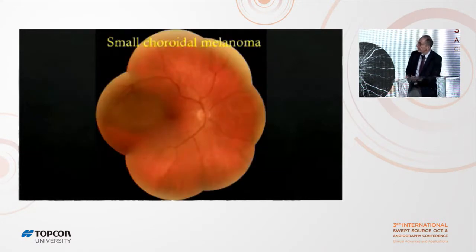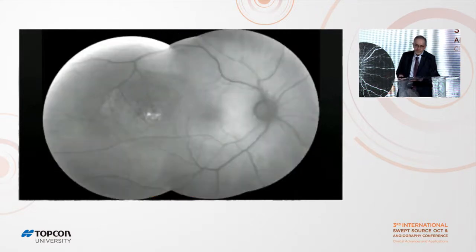So choroidal melanoma is next. We are able to image only small choroidal melanomas with OCT and OCTA because of segmentation and out-of-range errors. And here you can see a small melanoma located next to the fovea. And this is the fundus autofluorescence image showing the patchy hyper-autofluorescence on the tumor surface.